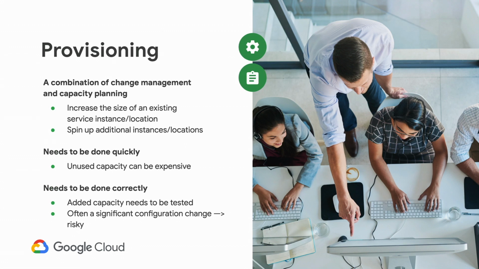And then at the intersection of change management and capacity planning, you have provisioning, which is about quickly and safely changing the size of an existing service, either by adding additional instances or locations, or removing them. Depending on the change, it can be a fairly complex process. And if you have a fairly complex process, it means that it is going to be a risky process, which requires careful change management, preferably through automation. The more complex and risky it is, the more we want to remove the human element out of it.